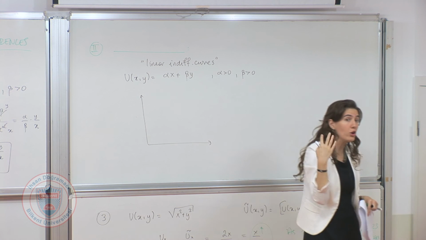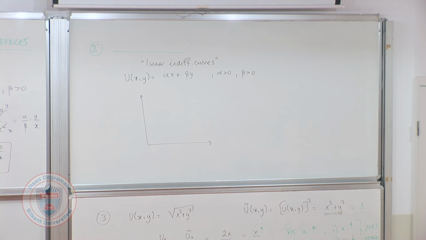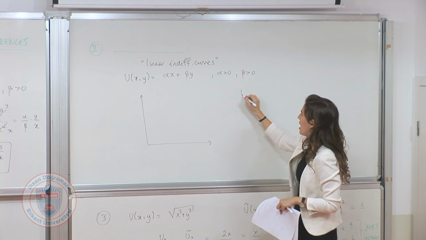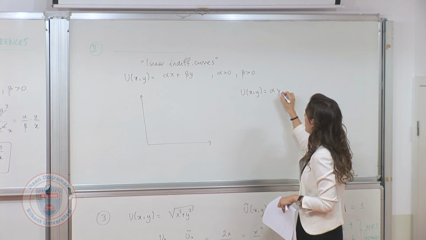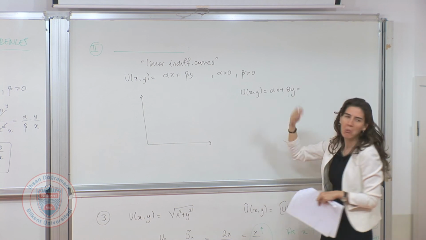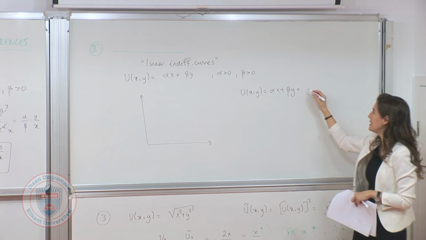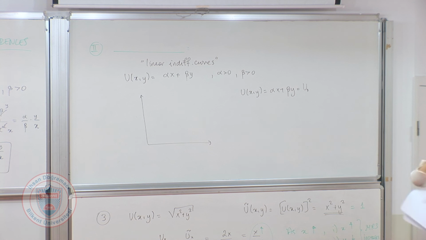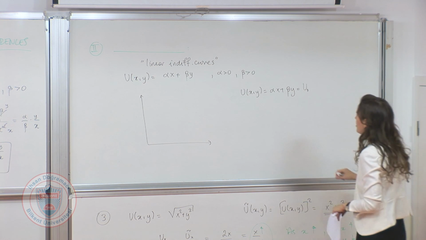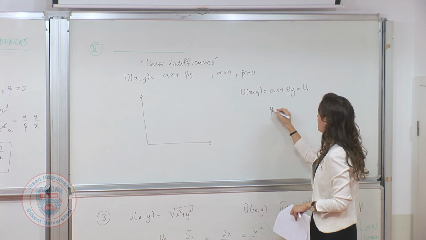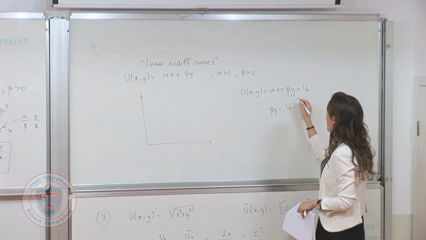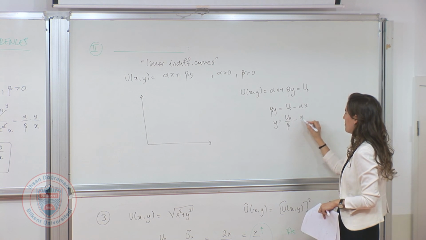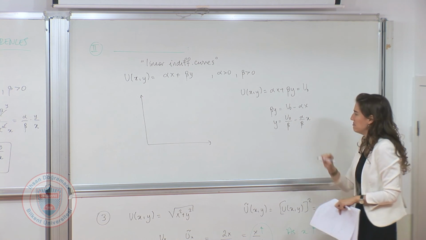You can draw the indifference curve to figure out what's going on. And remember, how were we drawing the indifference curve? We were setting u(x,y) = alpha x + beta y to some number, let's say u0, and then we were trying to get y in terms of x so that I can draw it. So basically it's going to be beta y equals u0 minus alpha x, so y equals u0 divided by beta minus alpha over beta x, right?